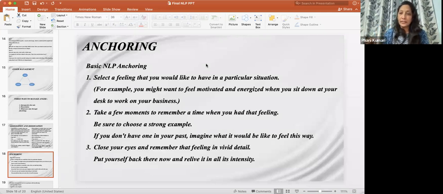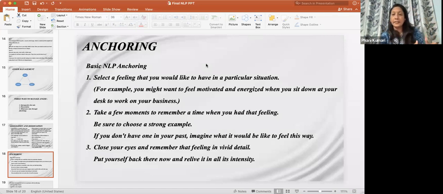We usually use the anchors. Sometimes when you're breathing so heavy, right? We say, oh, this is an anchor. We say, tick, tick, tick, and we are nervous. This is an anchor. Unknowingly, your subconscious mind gives you the anchors. Right from the child till this moment, everybody has anchors. But through NLP, consciously we set up an anchor.